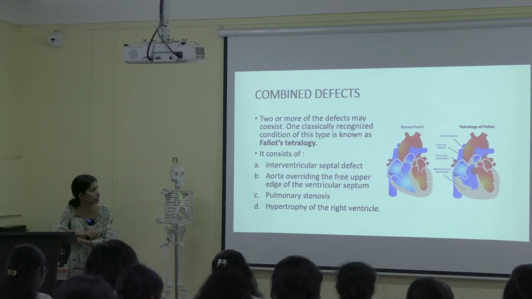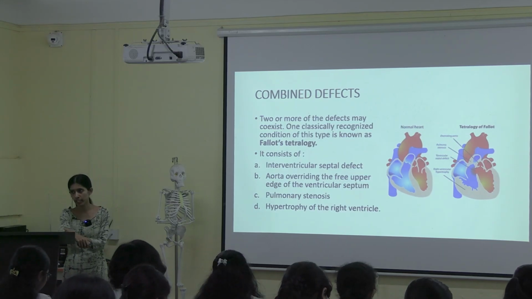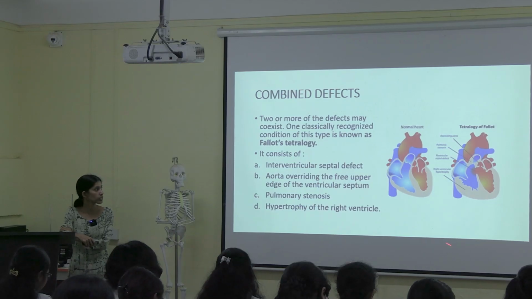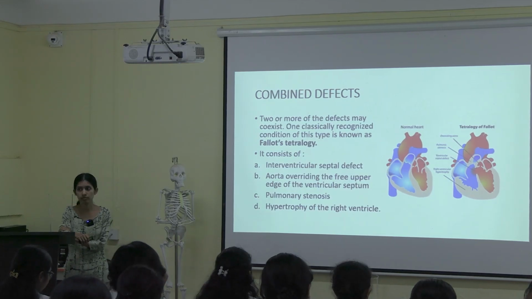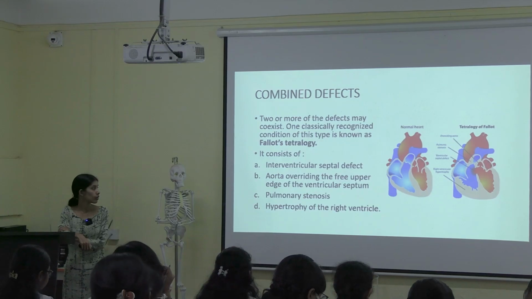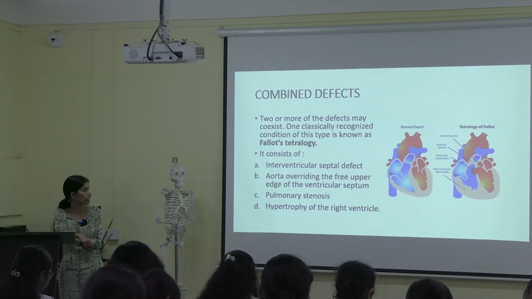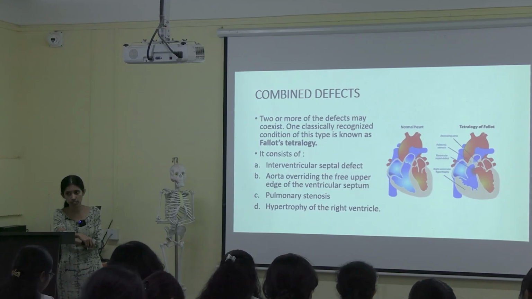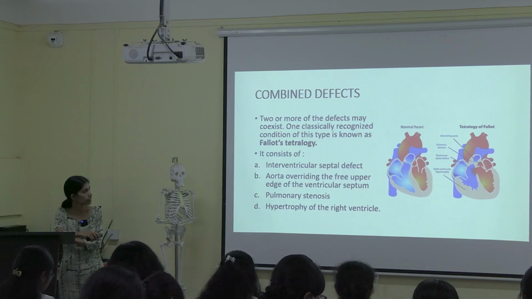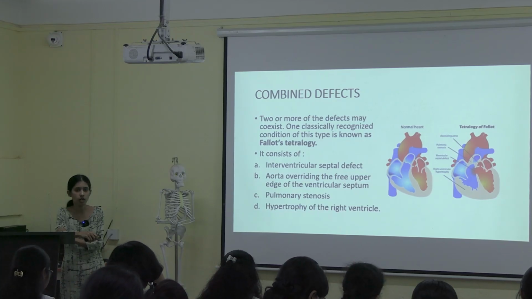This is the overriding aorta. What do you mean by the overriding of aorta? Can you see any difference from this to this? Overriding of aorta over the free upper edge of the ventricular septum. So we can already see the defect in the ventricular septum. Upon that your aorta is running. Okay, here you can see the normal heart has the aorta here. Here you can see the part of aorta overriding your ventricle.